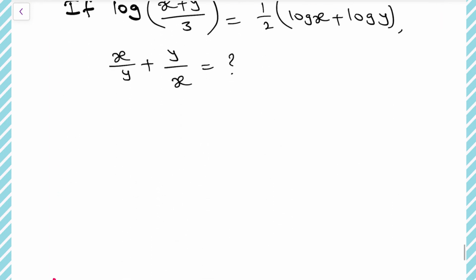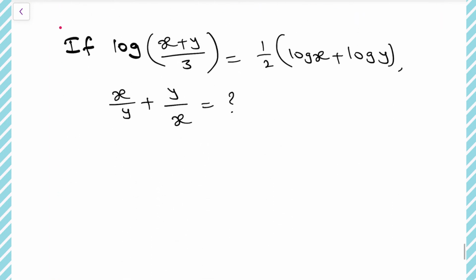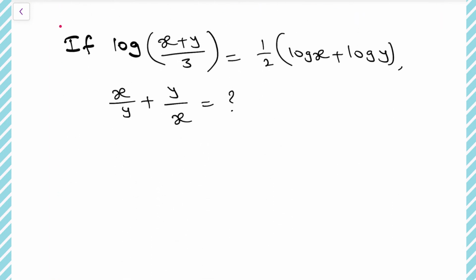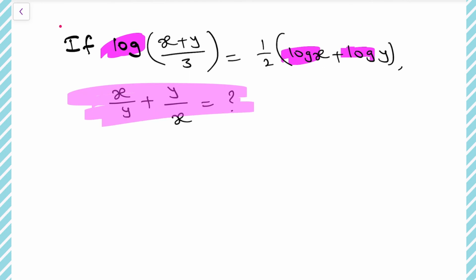Let's check the next question then. If log of x plus y divided by 3 equals half into log x plus log y, then find the value of x by y plus y by x. Okay, observe this question clearly. In the given question, logarithm is there, but whatever value he is asking, in that logarithm is not there at all. So it means our first duty is to remove the logarithms completely. Let us do that now.